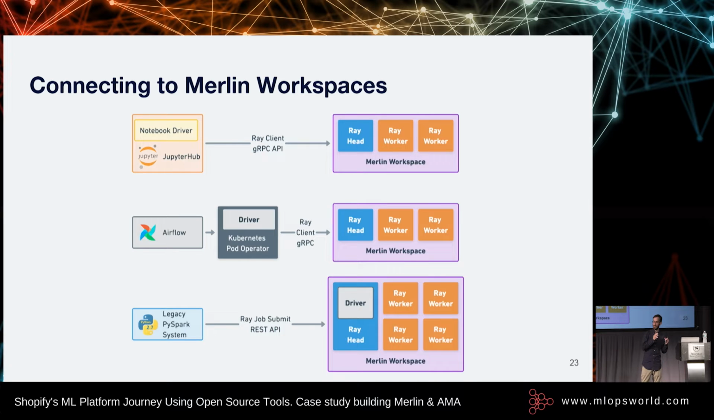And then from our legacy PySpark system, which runs with Python 2.7, we have the Ray job submit, which runs on top of REST API that allows us to, again, run a Ray job on our Merlin workspace, but this time the driver runs on the Ray head node, and then distributes the computation internally on the cluster. This just shows the many different clients and many different ways that we need to support different jobs to run on top of our Merlin platform.